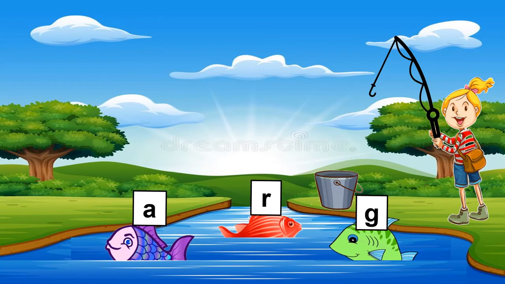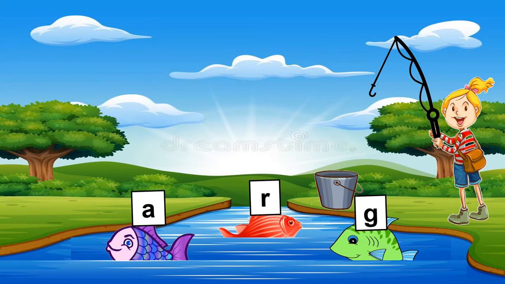Look children, in this river there are many colorful fishes. And as you can see, these fishes are holding letter cards. We will see a picture in the sky and we have to identify its first sound, the beginning sound of the picture, and find its matching letter. Will you help me to catch the correct fish? Yes? Great! Then let's begin.